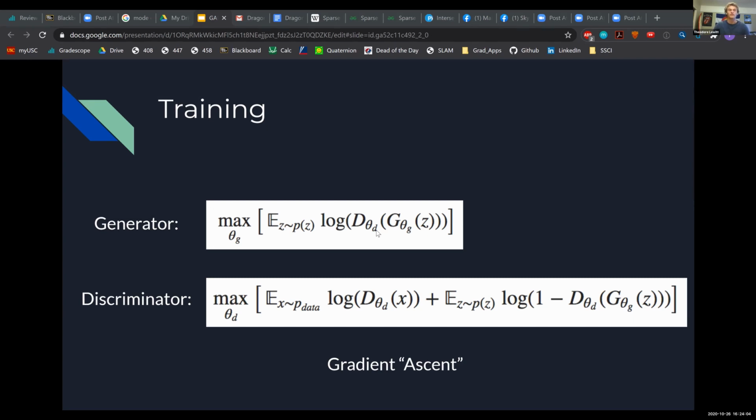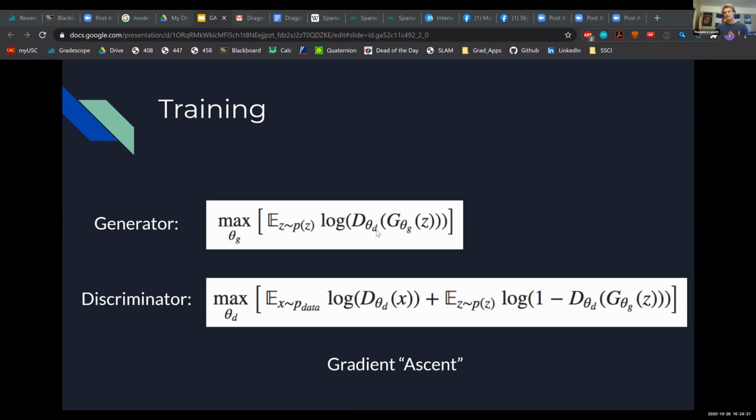Now x is from our real training data. That's like x is from p data. So that's looking at real data. We're going to take a random sample from our real data distribution or our real data training set, and we're going to see how our discriminator predicts on that. So we want our discriminator to predict 1 for that. So we want it to be a really high value because we want it to predict a real image as real. So we're just maximizing that.